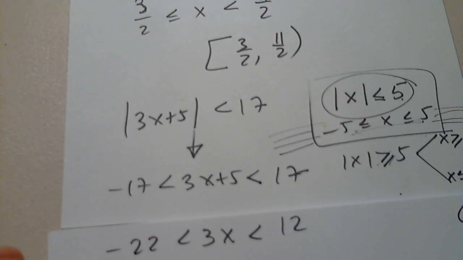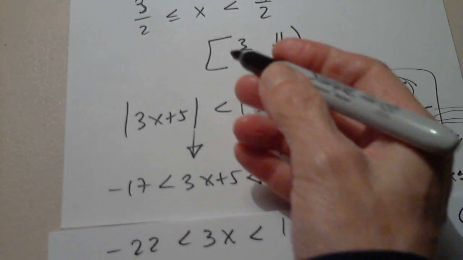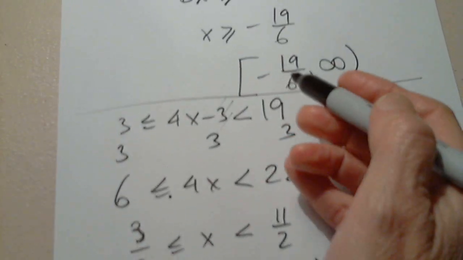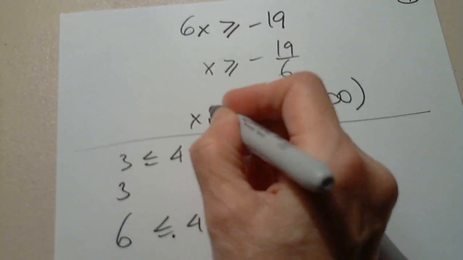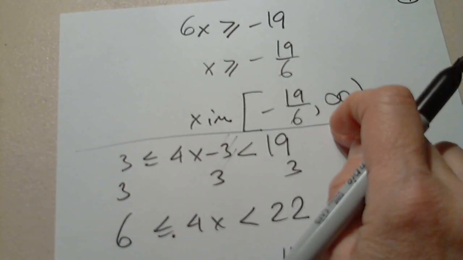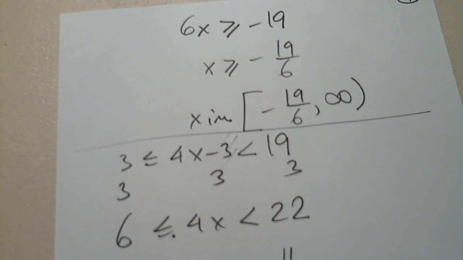That's it. That's all you have to do. Nothing else. -22 over 3, comma 4. Because this looks like an ordered pair, x comma y, which is not. Every time I write an interval notation, I write x in, so it's very clear. Here it's very clear, but here it's not.